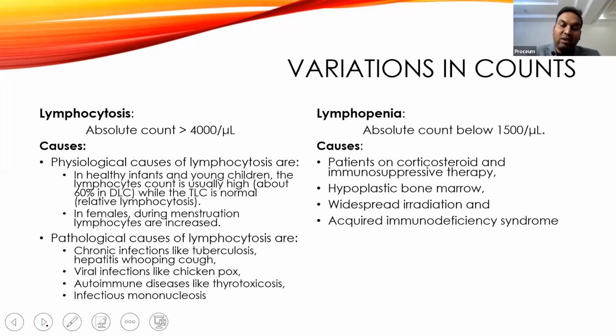Then come to the variations in the count. Whenever there is an increase in count, it is called lymphocytosis. Whenever there is a decrease in count, it is called lymphopenia. Physiological increase: all causes of leukocytosis are considered the same causes for lymphocytosis.